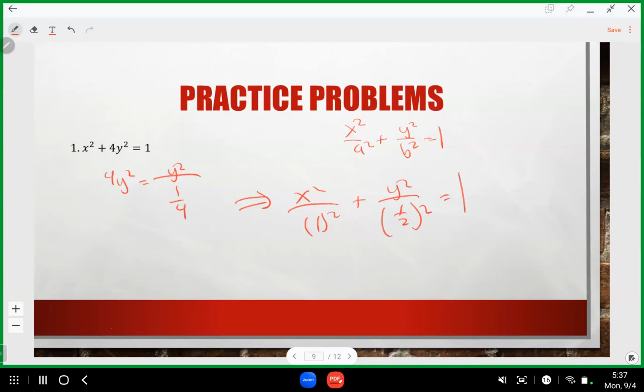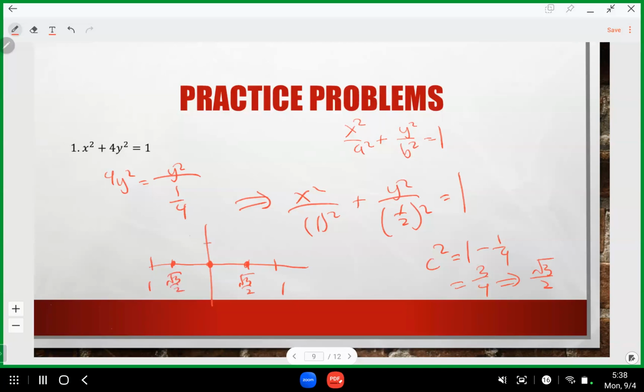Obviously, a is on the x, meaning that the major axis should be horizontal. We know the center is at 0, 0. And you know what c is? c squared is going to be equal to a squared minus b squared. So it's going to be 1 minus 1/4, which is 3/4. So c is going to be equal to square root of 3 over 2, right? So we have 1 here, 1, square root of 3 over 2. That's the foci.